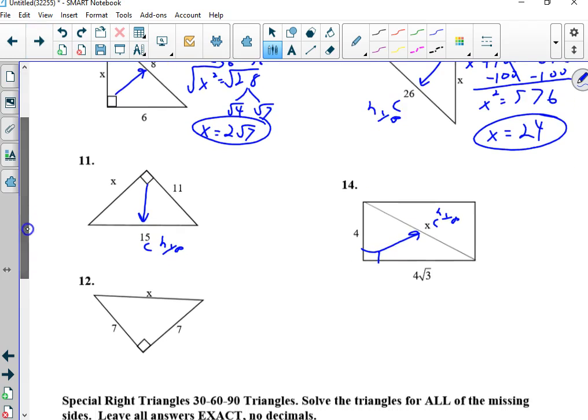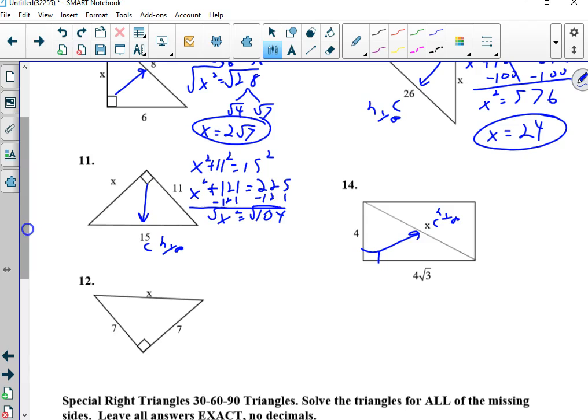Number 11. Again, x squared plus 11 squared equals 15 squared. X squared plus 121 equals 15 squared, which is 225. We subtract the 121 and get x squared equals 104. And we test, backwards, and we divide by all the different numbers.